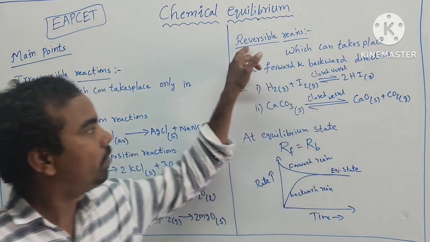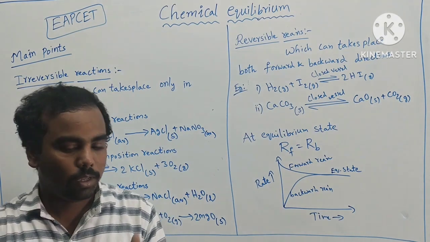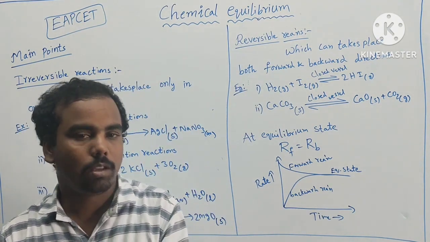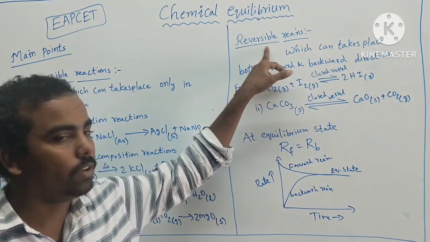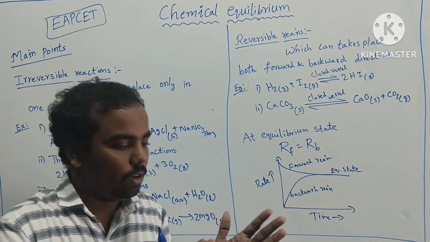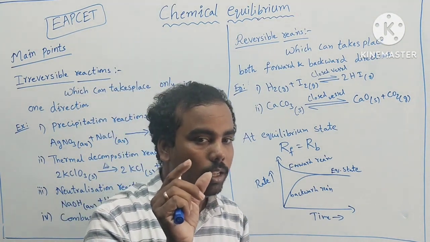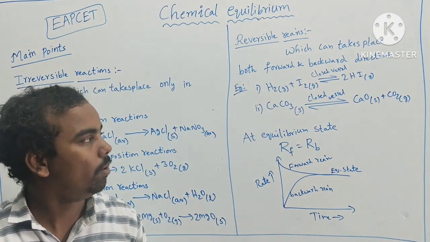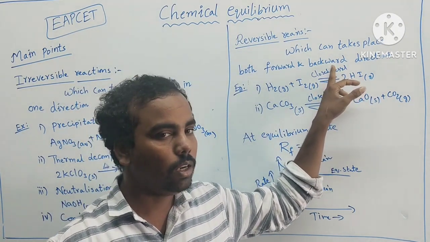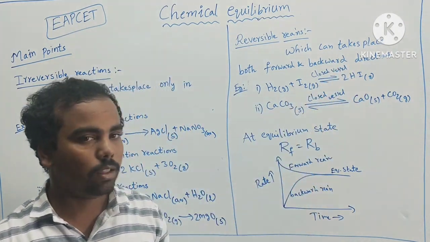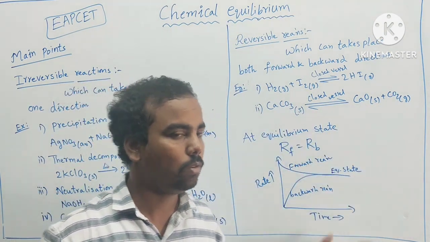Next one, reversible reactions. That means chemical reactions which can take place in both directions. Reactants are converted to products, and products are converted back to reactants: forward direction, backward direction. If both take place, they are called reversible reactions. At some stage, an equilibrium state is formed. H2 reacts with I2, forming 2HI, only in a closed vessel, because in an open vessel the gases evaporate. Calcium carbonate on heating forms CaO plus CO2 in a closed vessel.